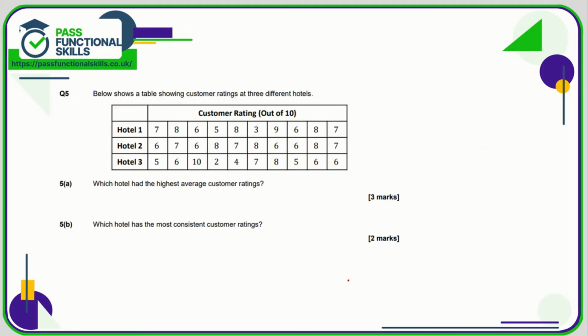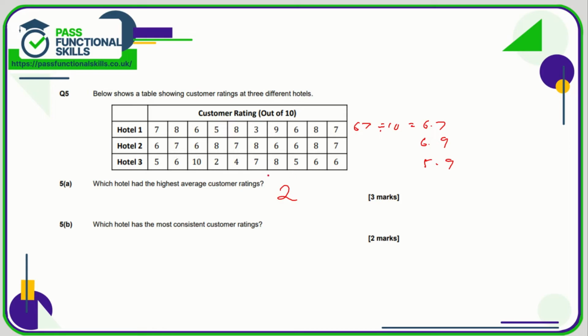Question number 5. Which hotel had the highest average customer ratings? So what we're going to do is just add all of these rows up and divide by 10. Well, that's nice and easy. These figures add up to 67, so 67 divided by 10, that's an average rating of 6.7. This is 69 divided by 10, so that's 6.9. And this is 59 divided by 10, so 5.9. So the highest average customer rating was Hotel 2.